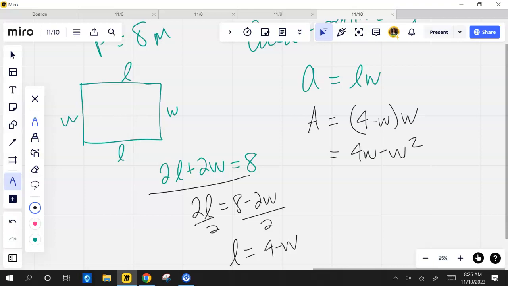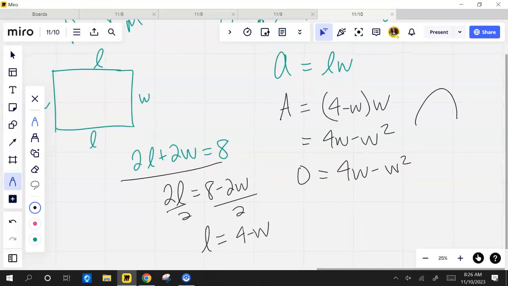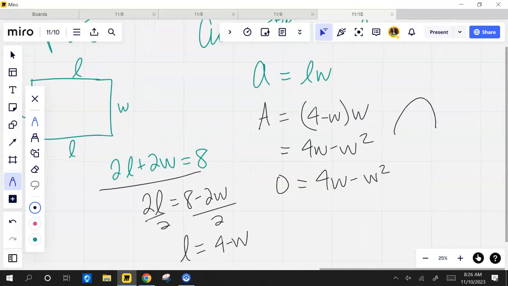So L equals 4 minus W. Area is 4 minus W times W. This is a parabola, right? But we'll continue on with calculus. Actually, I didn't even have to distribute. Oh, I haven't taken a derivative yet.